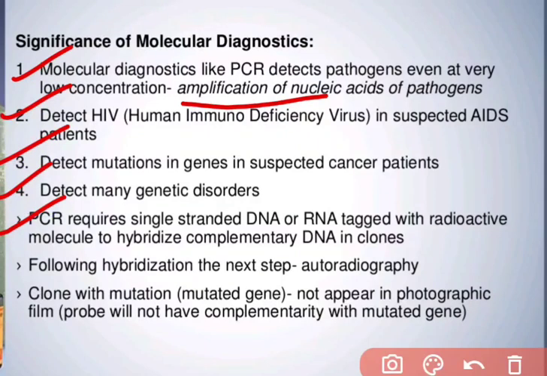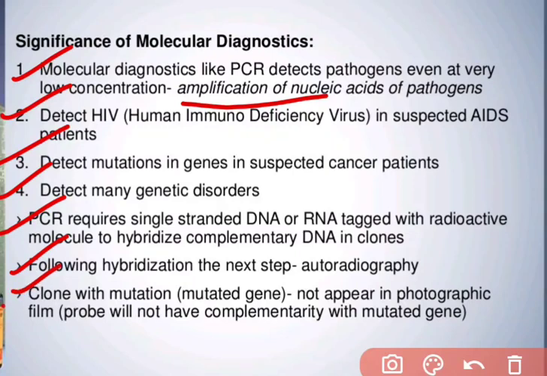PCR requires single stranded DNA or RNA tagged with a radioactive molecule to hybridize with complementary DNA in clones. That is single stranded DNA or RNA tagged with a radioactive molecule to hybridize complementary DNA in clones. That is what is required. Following hybridization, the next step is autoradiography, which is the detection of that particular DNA.